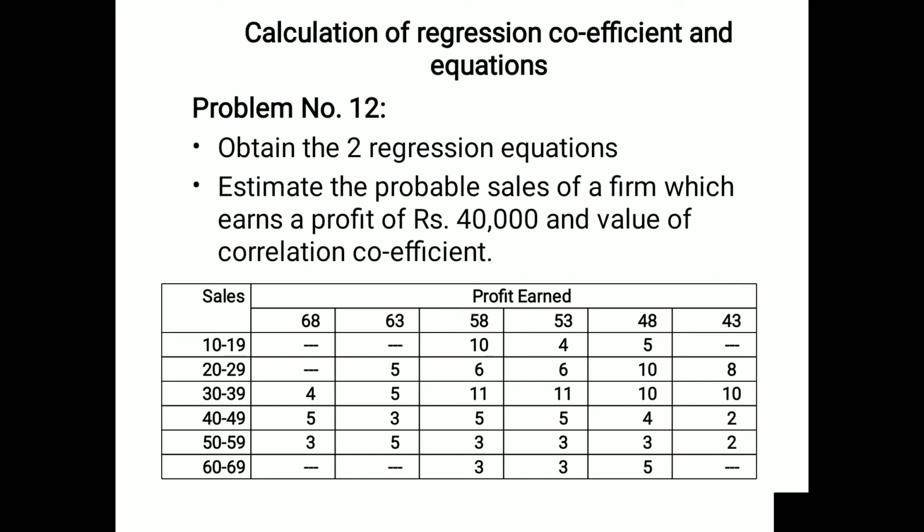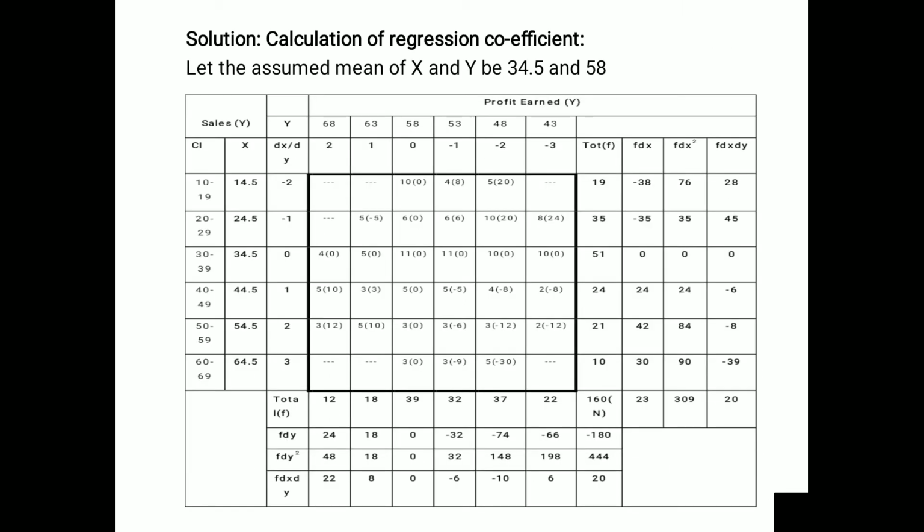Obtain the two regression equations and estimate the probable sales of a firm which earns a profit of 40,000 and the value of correlation coefficient. Here you are given the value of sales and the profit earned. So let us assume the sales as X variable and the profit earned as Y variable.